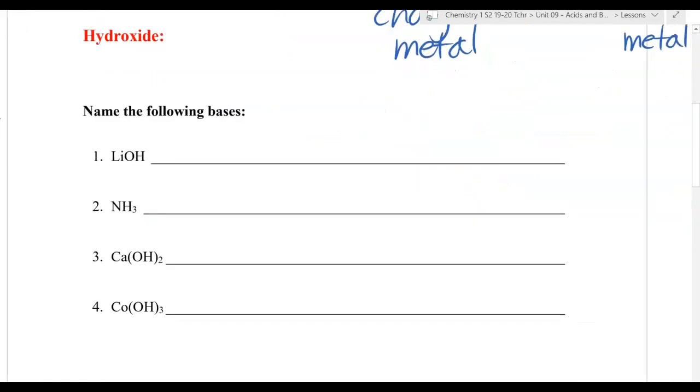Name the following bases. So the metal is lithium. If you look at your periodic table, you'll see that lithium is in group 1, the S block. So you just write lithium hydroxide. NH3 is one you have to memorize. It's ammonia.